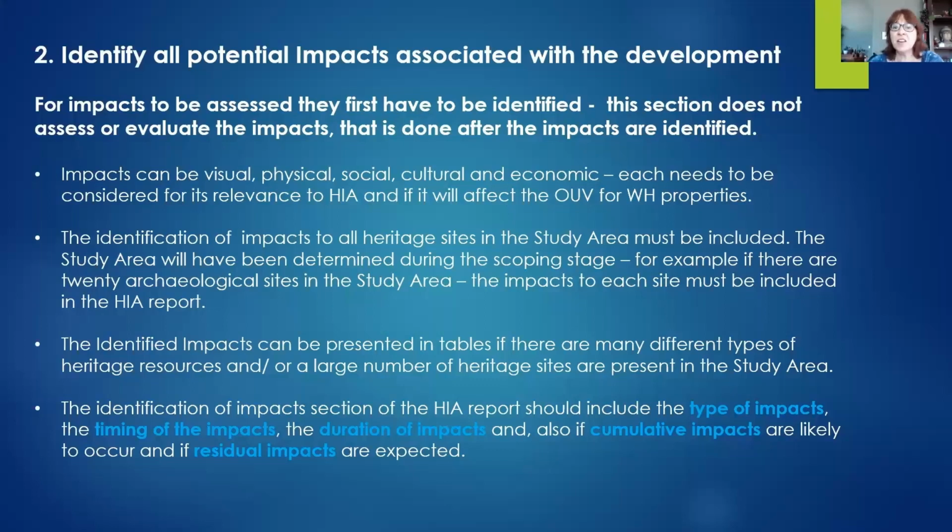So the study area, as I think everybody will be really clear on, has already been determined in the scoping stage. So at this point, when we're doing the impact assessment, we already know what our study area is. And for example, if our study area contains 20 archaeological sites, we need to look at the impacts to all of those sites. Now, the reason we do that, we're not looking at it in isolation.